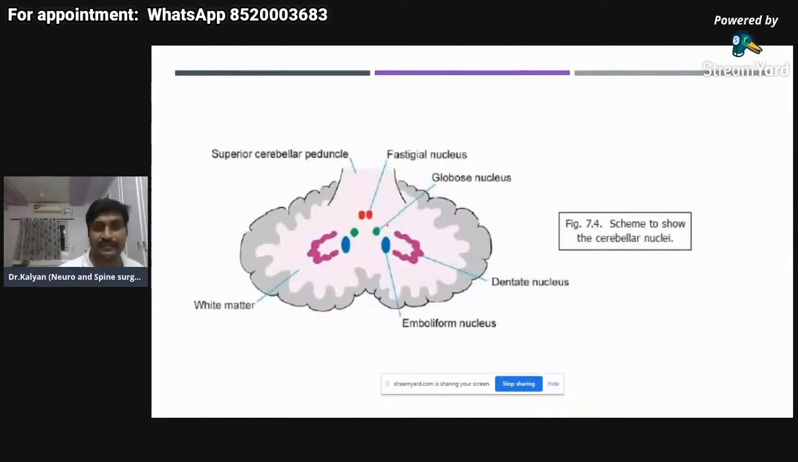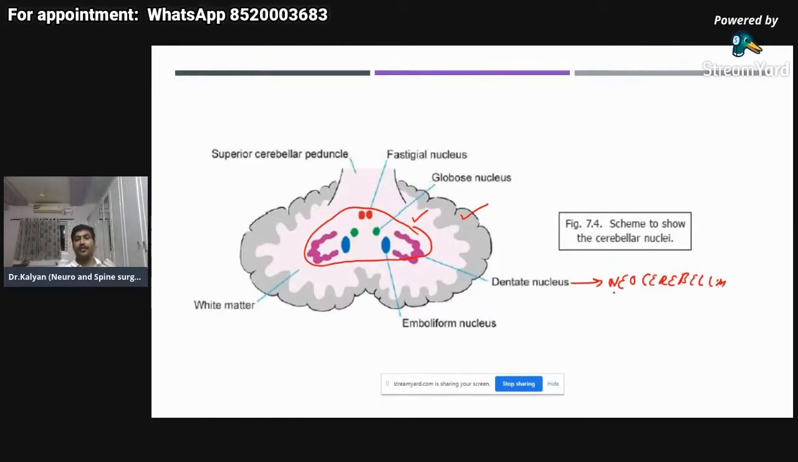As a passing structure, when you cut the cerebellum, we have the cerebellar cortex, the cerebellar white matter, and deep gray matter within the cerebellum. This gray matter is divided into nuclei. The largest nucleus is the dentate nucleus. It is a part of the neocerebellum or the middle lobe, so its function is coordination of the fine motor movements.